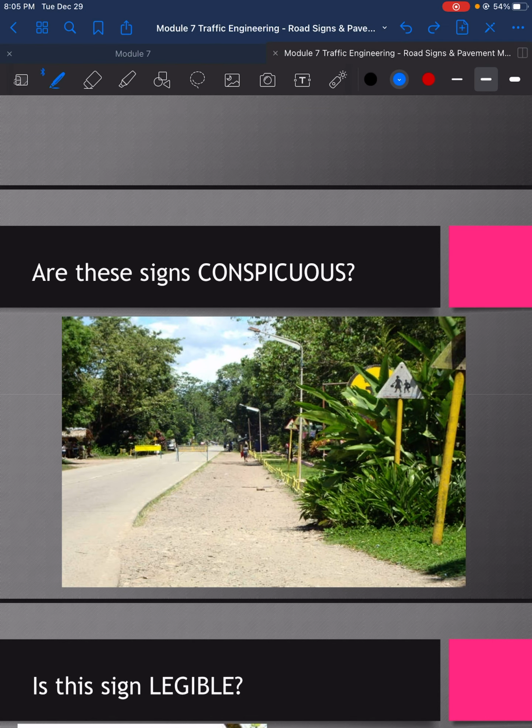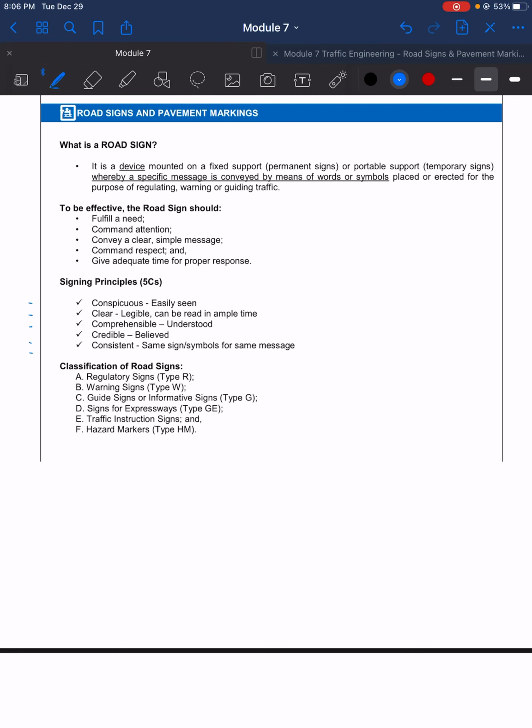Now, look at this picture. Are the signs conspicuous here? Well, yes, we can see this sign here. But how about the sign over here? Can you see what command it wants to do? What message it wants to convey? Well, hindi na kasi natatakpan siya ng mga dahon. So, well, the signs are not conspicuous.